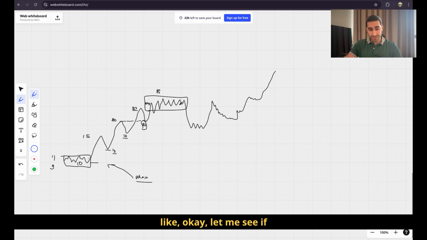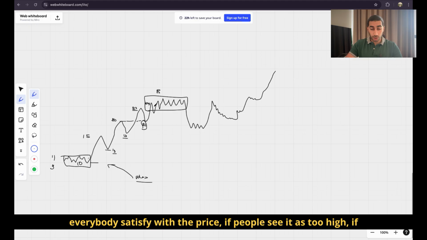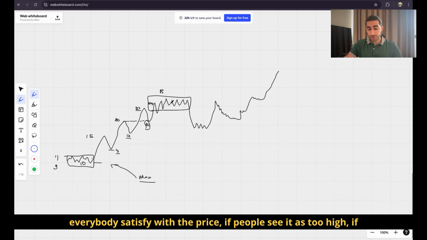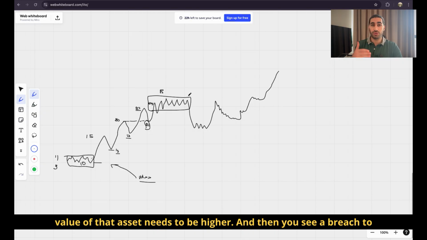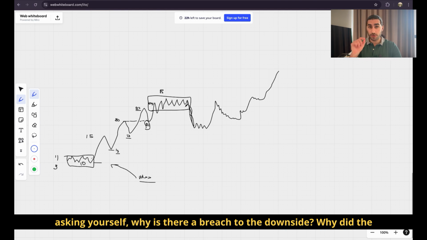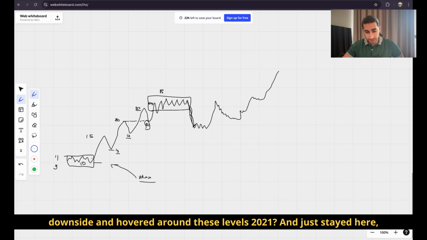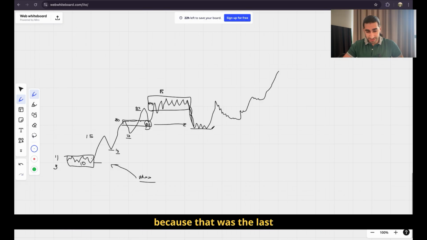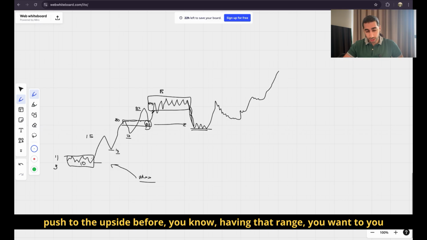And then you're like, okay, let me see if everybody's satisfied with the price, if people see it as too high, if people still see that the actual value of that asset needs to be higher. And then you see a breach to the downside, okay? And you're asking yourself, why did the price push back to the downside and hover around these levels, 2021, and just stay here? Because that was the last push to the upside before having that range.